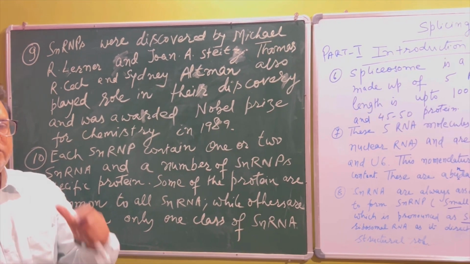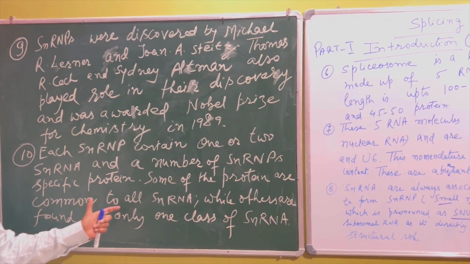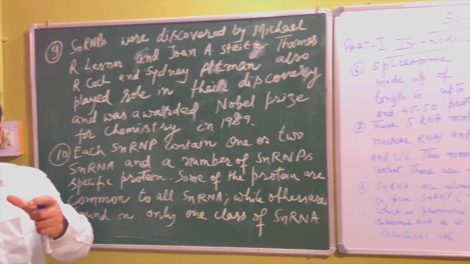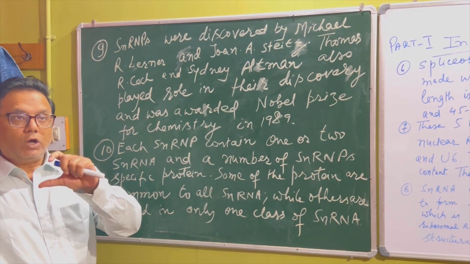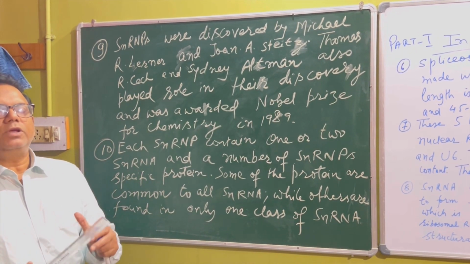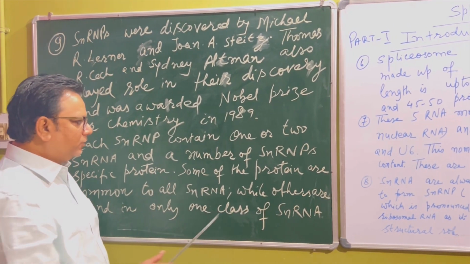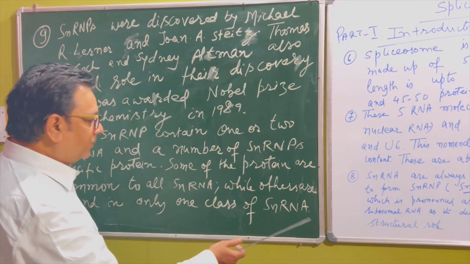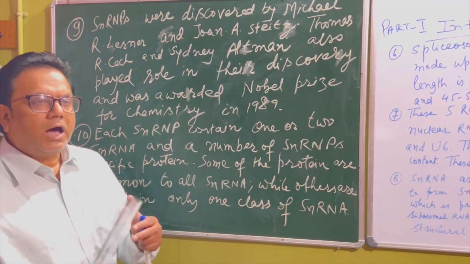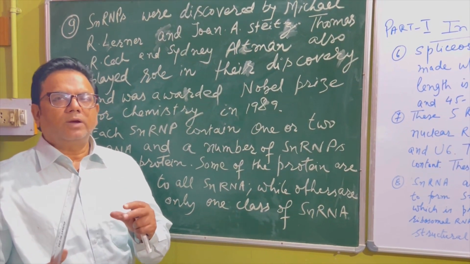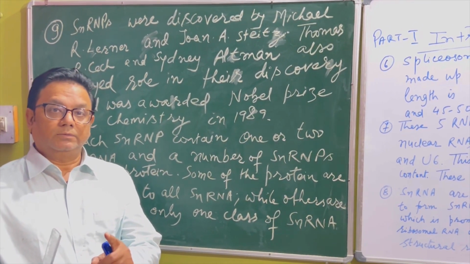Now further, it has been found that some of the proteins which associate with snRNA can be common to all snRNA. That is, some protein can be common to all snRNA, so they will get associated with the snRNA, and also others. So what about others? Sometimes they can be found only in one snRNA.